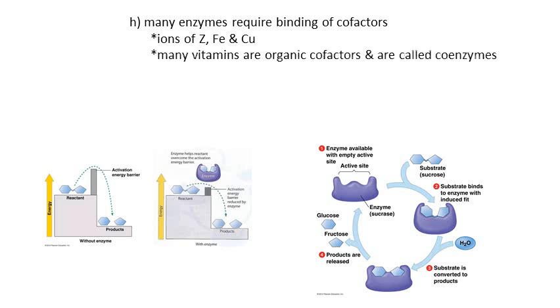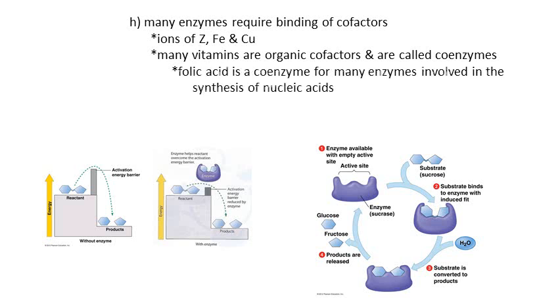Now, some of our vitamins are also cofactors, and we call them coenzymes. For instance, folic acid is a coenzyme for many enzymes that are involved in the synthesis of nucleic acids. That's why it's so critical that we get plenty of folic acid, or that, let's say you have an expectant mother, she gets plenty of folic acid, is because that synthesis of nucleic acids is so critical to the normal development of a fetus.